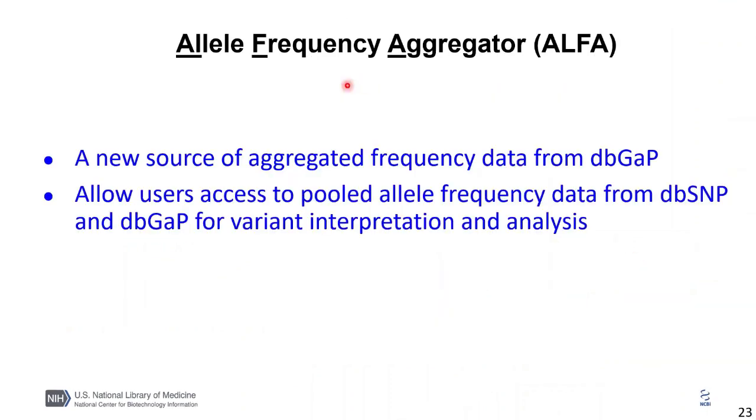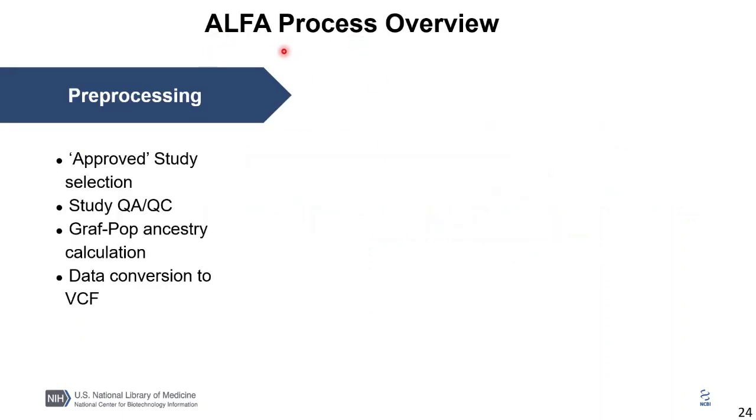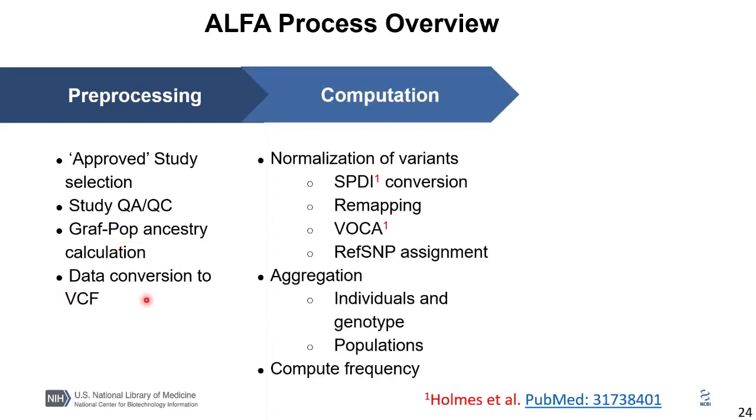So we embarked on this project called the Allele Frequency Aggregator Project, or ALFA, and this will be aggregating allele frequency in dbGaP and making it available through dbSNP for variant interpretation analysis. So I'll walk you through how we process data. This will give you an overview of the processing pipeline. So there are all the studies that have been approved for open access, and then there's QC and QA. Then we compute the ancestry of all the subjects in those studies. And then we convert all the data into a standard VCF format.